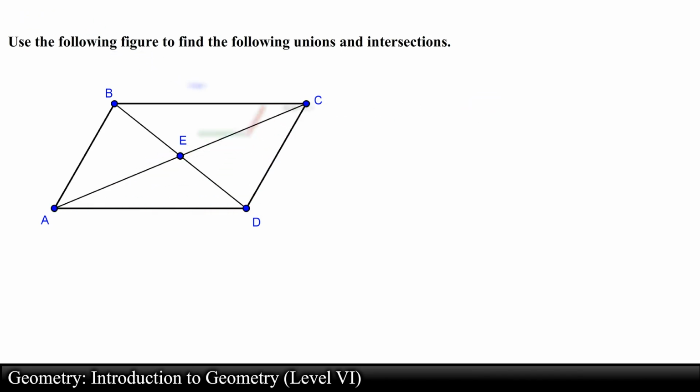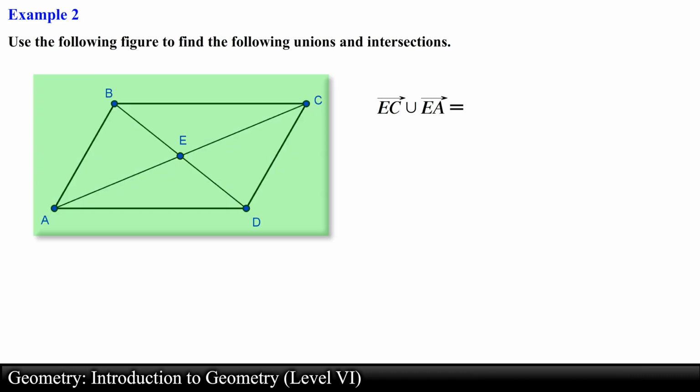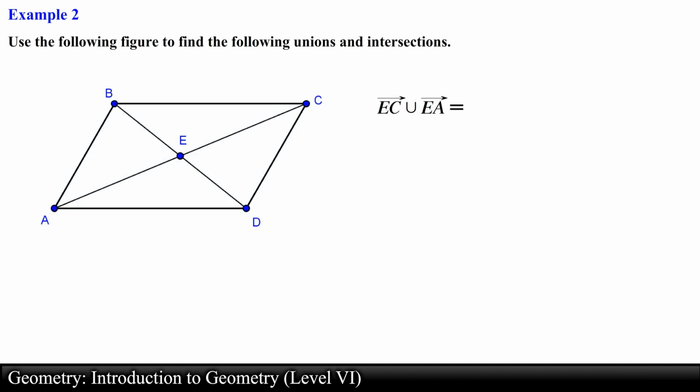Now let's try the second example. In this problem, they're asking us to find the union of ray EC and ray EA. Notice that the diagram does not contain any arrows. Nevertheless, we can either imagine or add the arrows in the diagram when needed. For this example, we are referring to ray EC, which is a set of all points located here, even the points that extend infinitely in this direction. In the same manner, the set of all points of ray EA are located here. Again, even the points that extend infinitely in this direction.